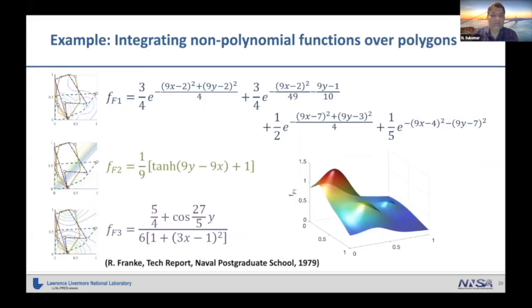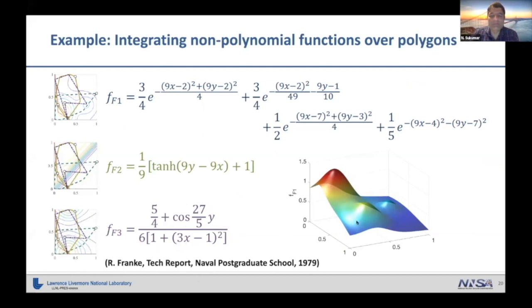So let's take a few more tests which are more general, and the very popular test functions for scattered data approximation are from Franke in this tech report here. The first function is like a sum of Gaussians, which I just showed you here. The second is a tan, and the third is a rational function, or rather, a cosine on top but a polynomial on the bottom.